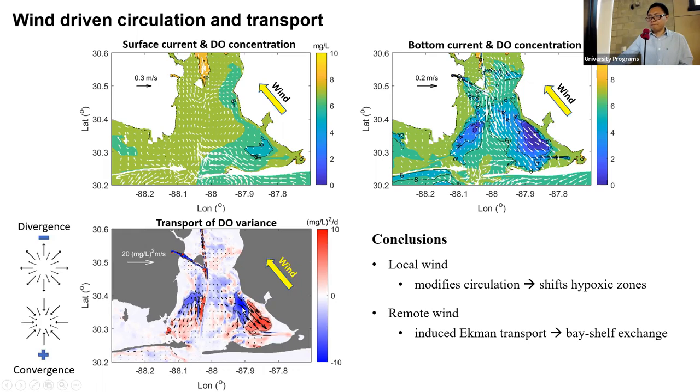Decrease of various, but increase of oxygen. And here we decrease of oxygen. So that's a transport. So now we can tell that the wind, right, modifies the circulation and shifts the hypoxia zone. And also the mixing had some effect.